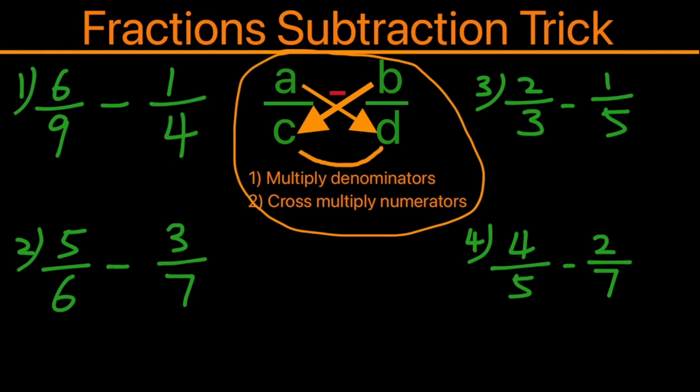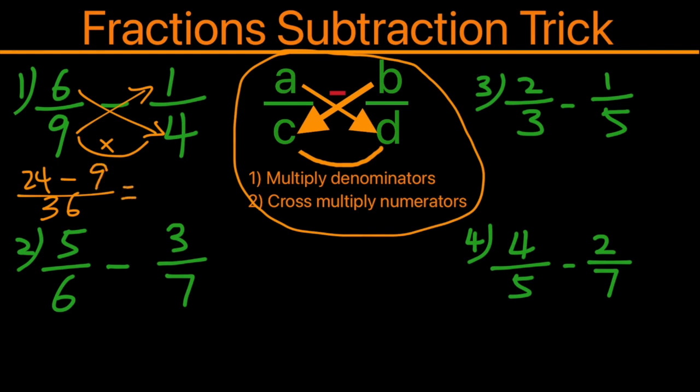So let's look at the first example that we have. 6/9 minus 1/4. First step, we're going to multiply the denominators. 9 times 4, 36. And then we'll take 6 times 4, 24. Then we'll subtract 9 times 1, which is 9. So 24 minus 9, and the answer is 15. So the answer is 15 over 36. Since we cannot simplify any further, that is the answer.